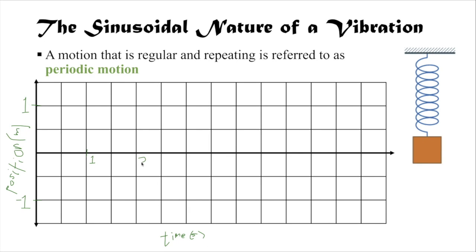So that's 1, 2, 3, 4, 5, 6, and 7 seconds. Now let me switch colors. I'm a fan of orange. Okay, so if the mass here on a spring started off at an equilibrium position, we would call that position 0. And then let's say this springs up first.